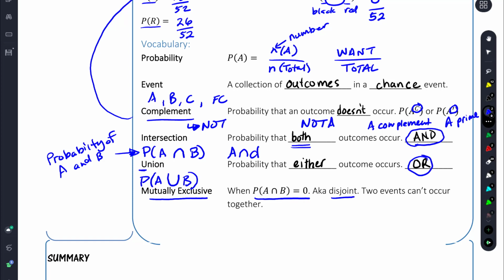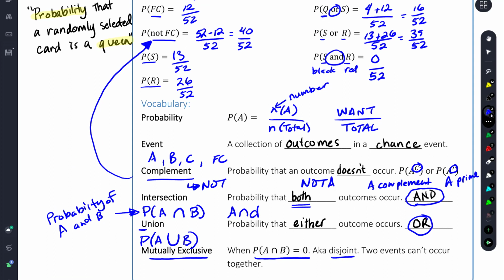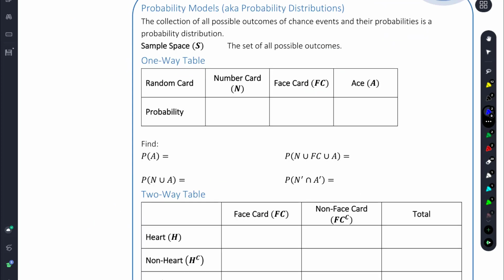And an example that we had up here of mutually exclusive events would be that a card is both a spade and a card is red. Those two things cannot exist simultaneously, so the intersection probability was equal to 0. And those are mutually exclusive events. Now, turn the page over so we can start to look at some other probability models and answer some more probability questions. All right, so up next we look at probability models or probability distributions.